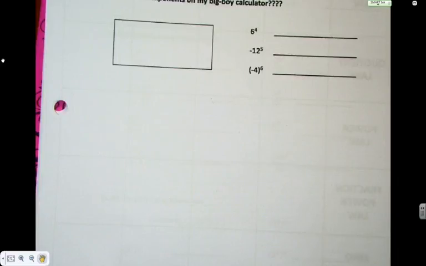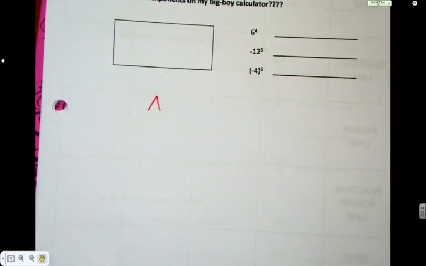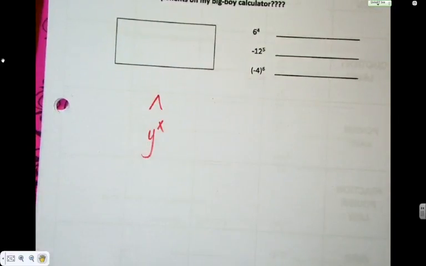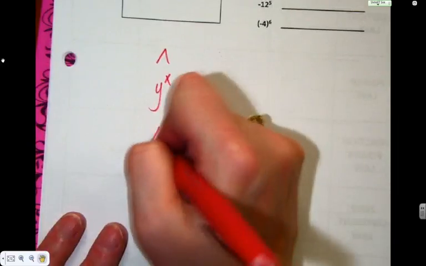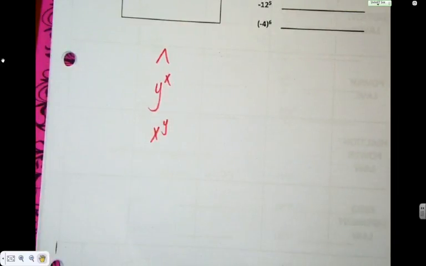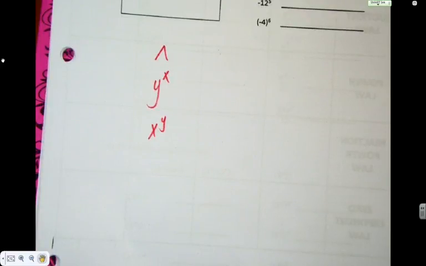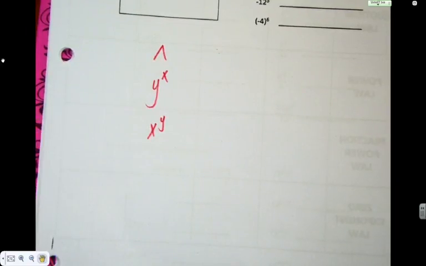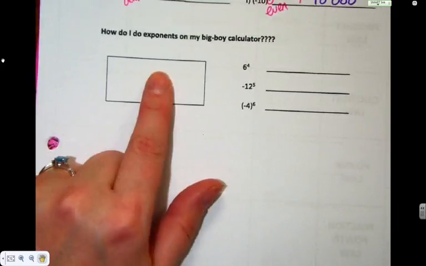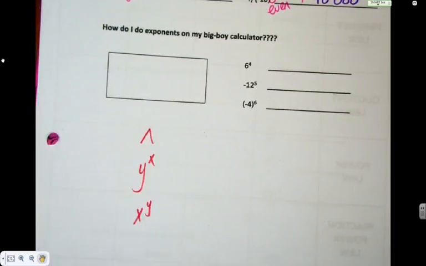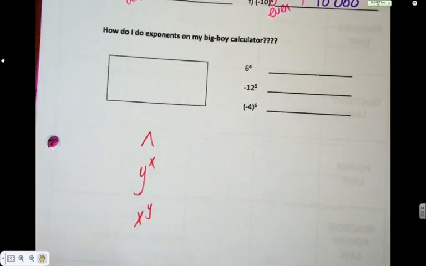You have a couple of choices, and I don't want you to write these down yet until you've found the one that's on your calculator. You might have what's called a caret, which we also sometimes call a hat key. You might have a key that looks like y to the x. You might have a key that's x to the y. Look right now and see if you have any one of those three. Y to the x is the most popular, caret's the second most popular. Whichever you have, write it in the box. If you can't find it, come show me and I'll find it for you.